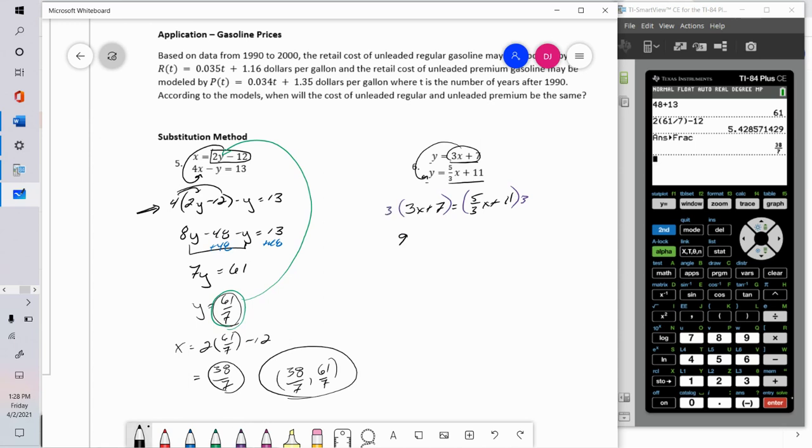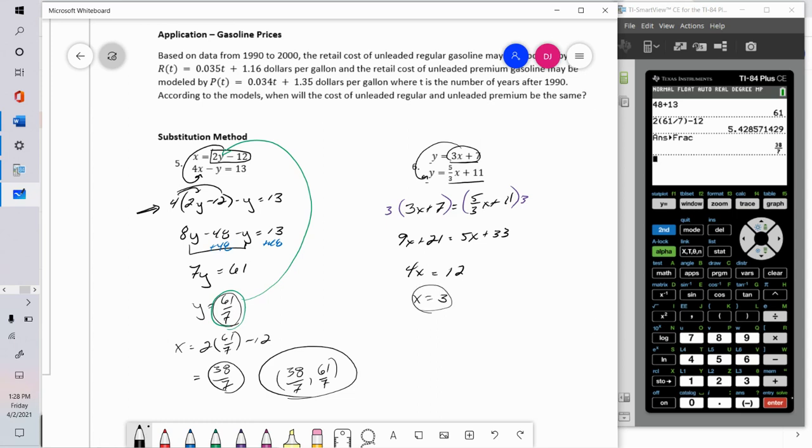So 3 times 3x is 9x. 3 times 7 is 21. 5/3 x times 3 is 5x. And 3 times 11 is 33. That simple adjustment, multiplying everything by 3, eliminates the fractions. So I'm going to subtract the 5x from both sides, and I'm going to subtract 21 from both sides. Dividing by 4, x is equal to 3.